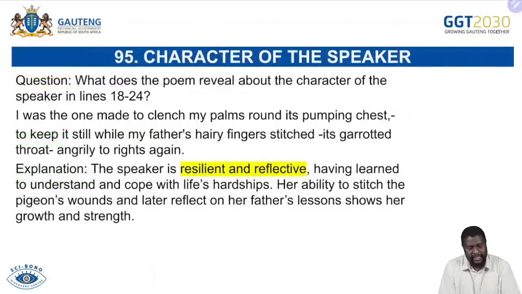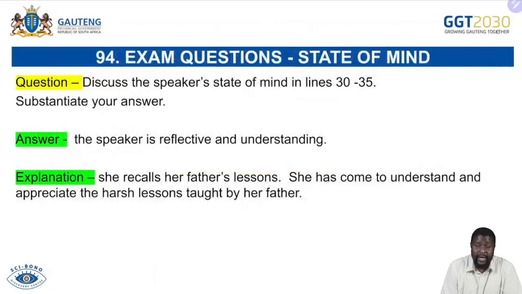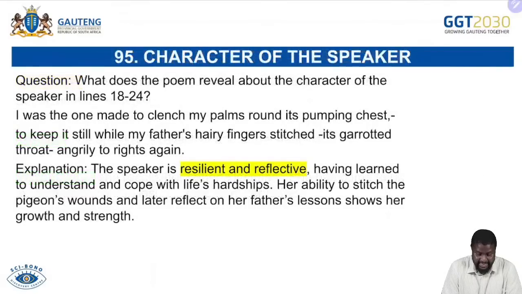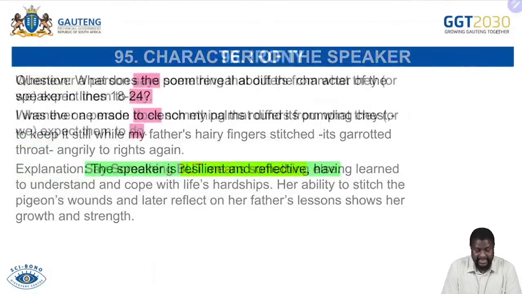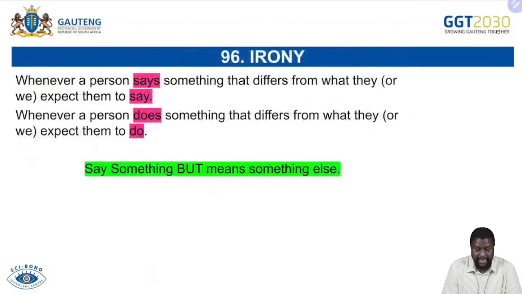The feelings of the speaker, you must explain them in the way that the words are expressing it in the poem. Discuss the speaker's state of mind in lines 30 to 35. The speaker is reflective and understanding. The character of the speaker, what does the poem reveal about the character? He is resilient and he is reflective.